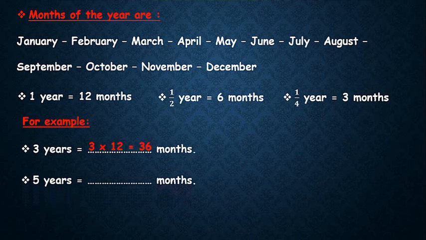5 years equals dots month. Also, I want to know how many months are there in 5 years. So we are going to make 5 times 12. It will be 60. So there are 60 months in 5 years.